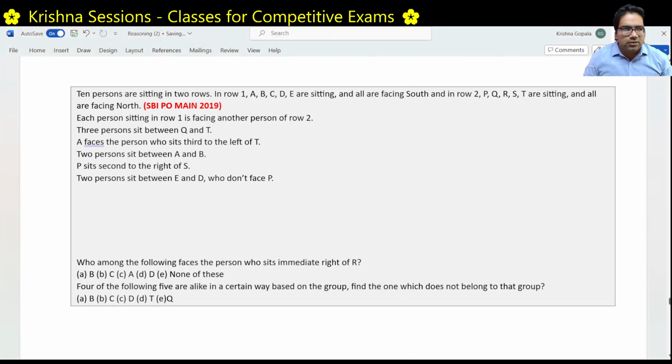Morning, guys. Let us do a small problem on seating arrangement. SBI PO Mains 2019. Here, two rows are given, five people are given in each row. Ten persons are sitting in two rows.